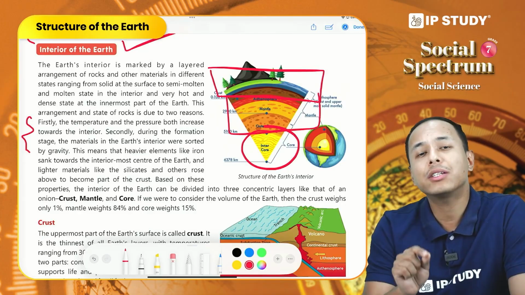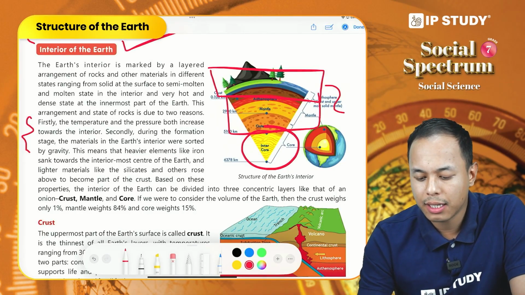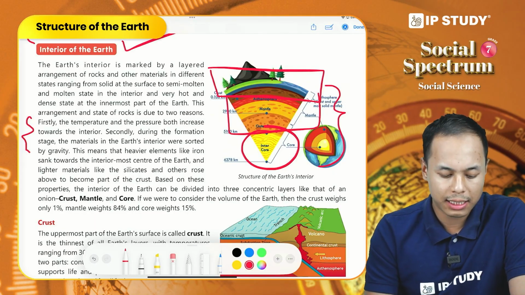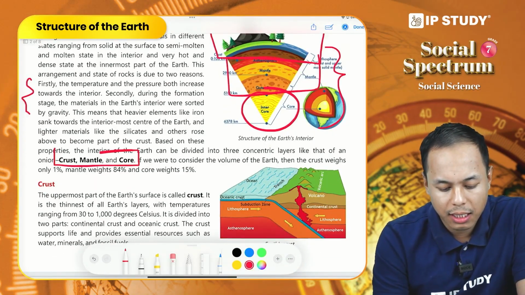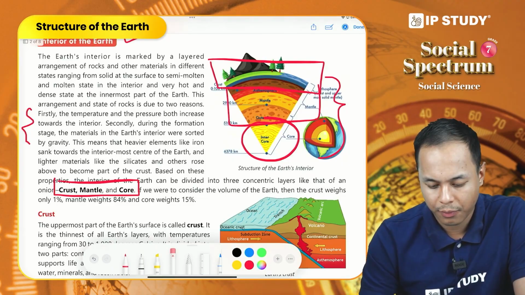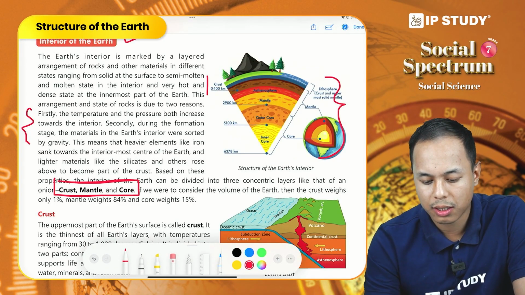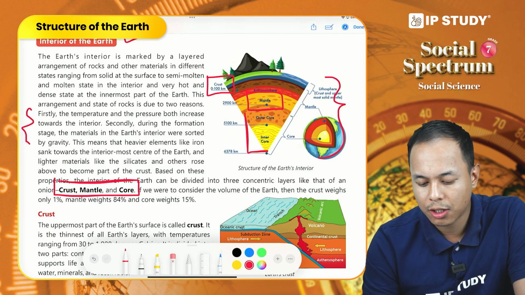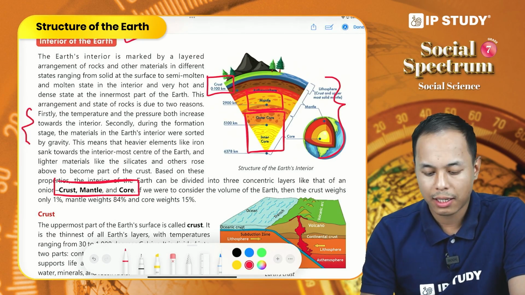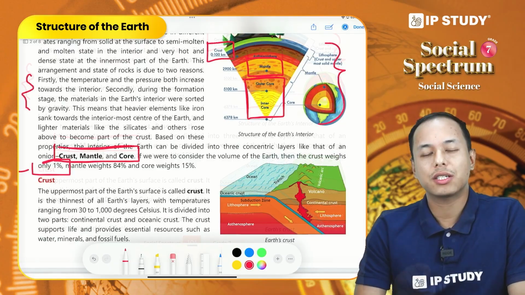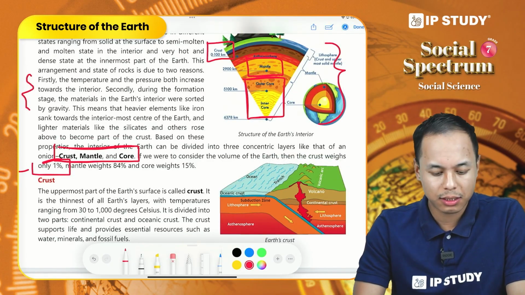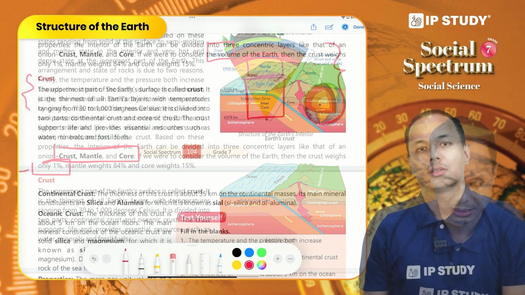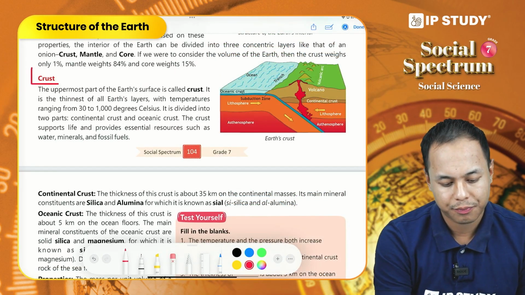Okay, and based on these properties, different concentric layers are formed. Three concentric layers mostly, and these are crust, mantle and core. If we look at the diagram here, crust is the uppermost layer, then comes mantle, and the innermost is the core. And if we talk about their volume, crust weighs 1%, mantle on the other hand weighs 84%, and core weighs 15%.